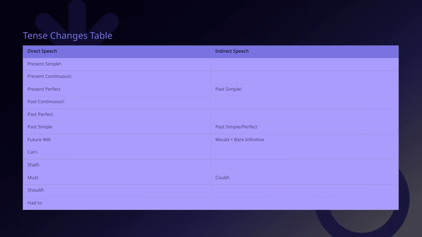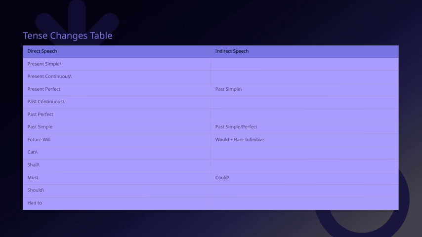Now moving to the future tense, when the original statement uses will, we often change it to would plus base verb in indirect speech. For example, "she said, I will call you" becomes, "she said she would call you." Modal verbs like can, shall, and must also change. Can becomes could, shall becomes should, and must often changes to had to in indirect speech.